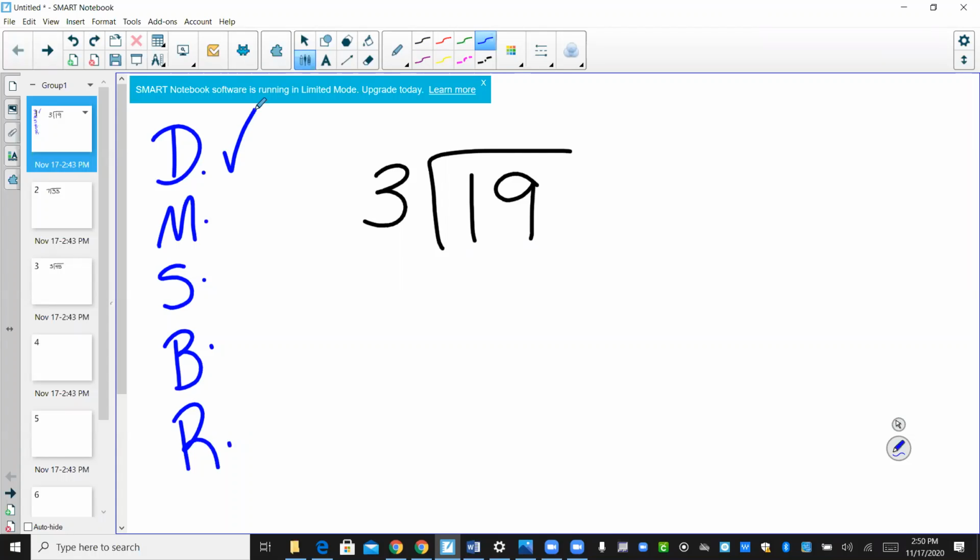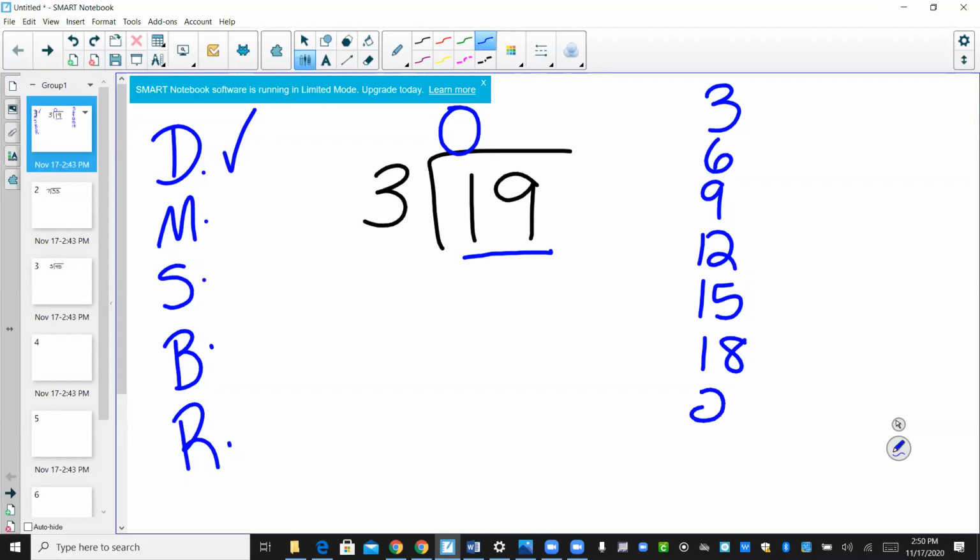Well, if I'm taking a look at 1, no, I can't make a group of 3, but I could make a group of 3 out of 19. So I'm going to say no, put my 0 placeholder. I cannot make a group of 3 out of 1, but I can 19. Thinking about your multiples of 3, 3, 6, 9, 12, 15, 18, 21 would be too many. So we could stop here at 18.